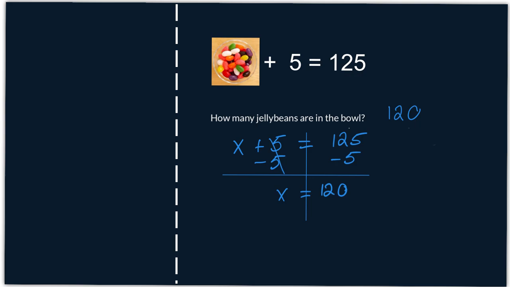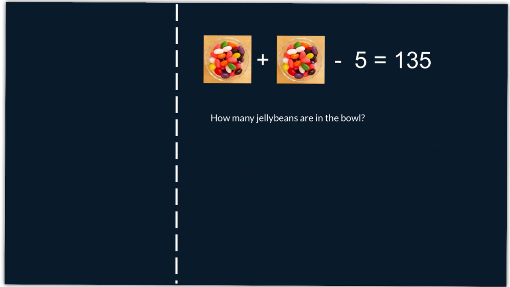I'm going to give you another example. It is more complex. Let's take a look. In this example, we have 2 bowls of jelly beans, but as you can see, they're exactly the same. So we're saying there are 2 same quantities in here. This is very important because 2 of the same quantities of jelly beans are here, and then we're going to subtract 5. Now we have 135. I want you to pause the video here and try to figure out in your head what your answer would be, and keep that answer in your head.